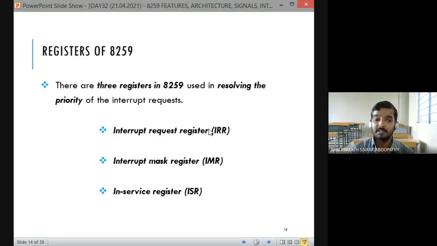Please remember. Wherever they have used the interrupt enable register, what is the meaning? 1 means enable, 0 means disable. Wherever we use mask, what is the meaning? If it is 1 means masking, 0 means unmasking. 1 means disable, 0 means enable. That's the meaning here.